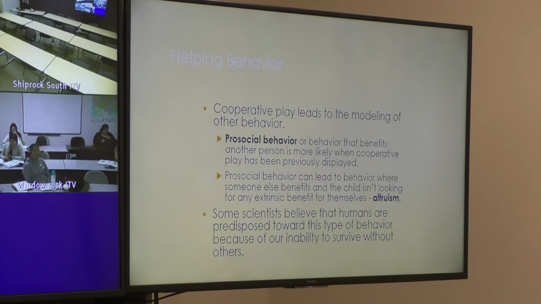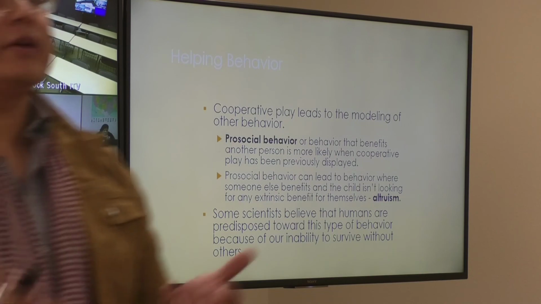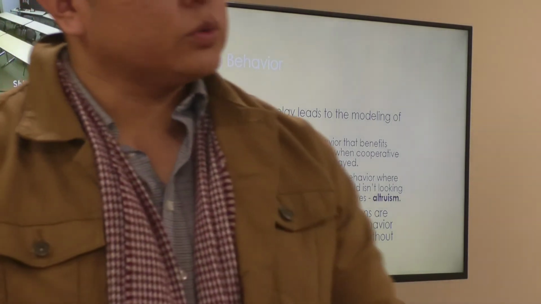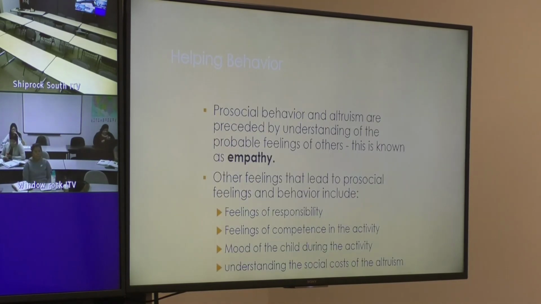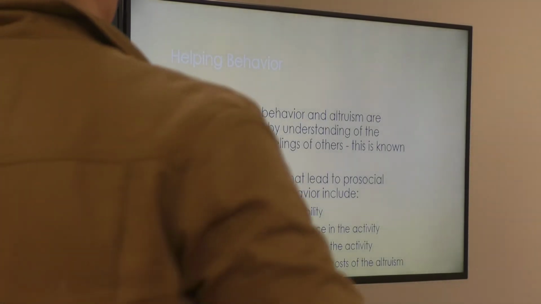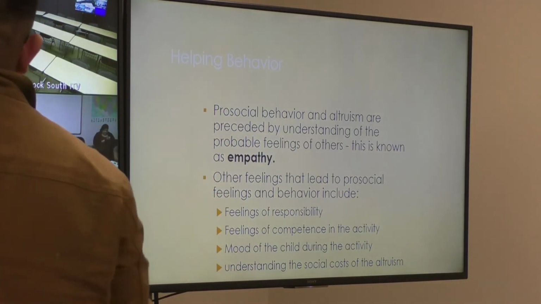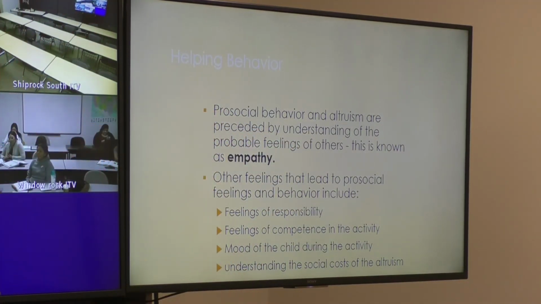And then you go into the area of altruism. We give selflessly. So that's where you're looking at those impacts. And then you go into the area of empathy. Pro-social behavior and altruism are preceded by understanding the probable feelings of others. So that's how we mirror what we were talking about before, empathy.